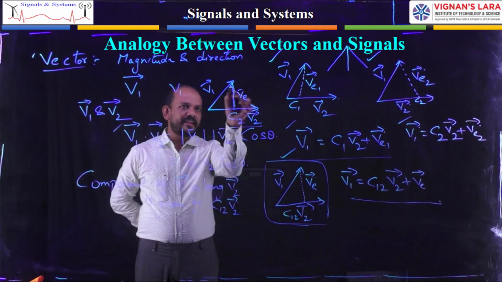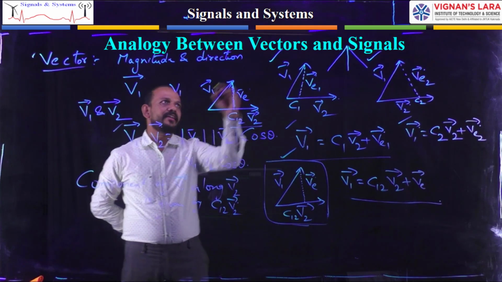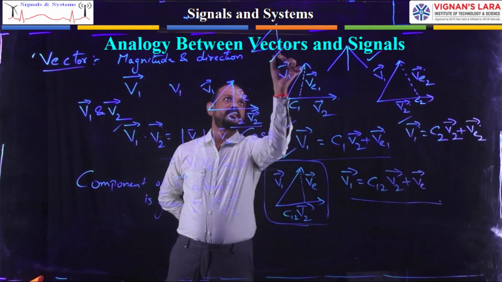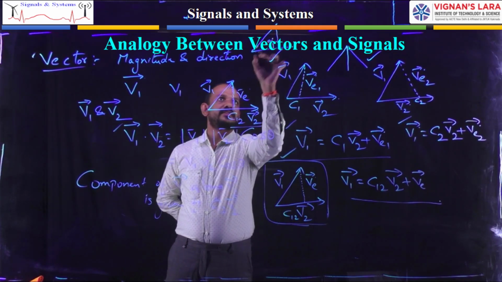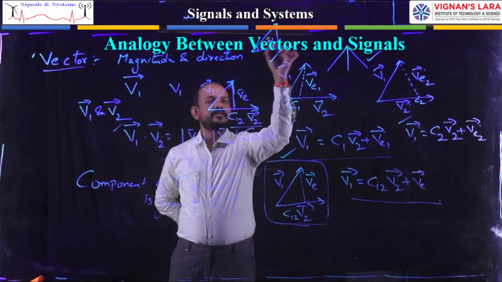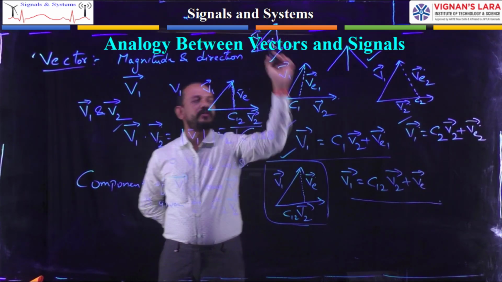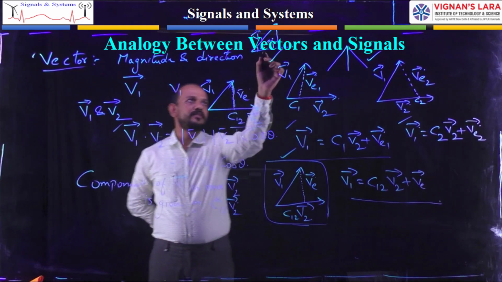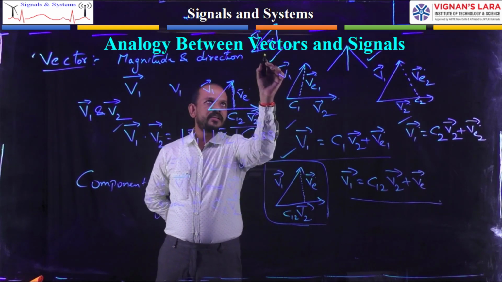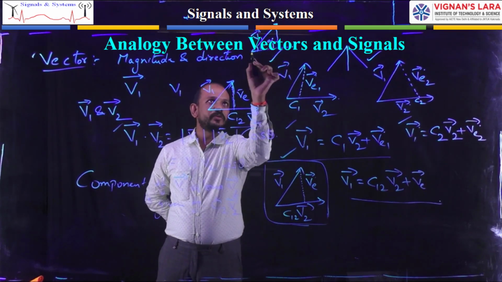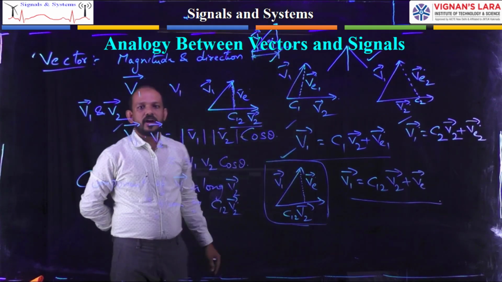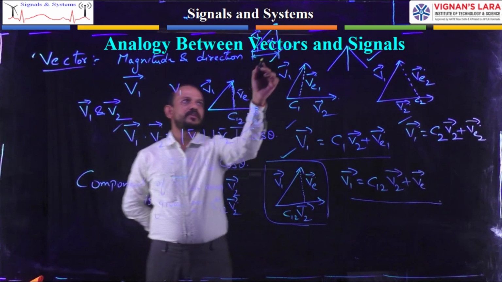Everyone knows this is a right angle triangle, am I right? Let us take this as a right angle triangle. Here the angle is 90 degrees and here the angle is theta. This side is V1 bar, and the angle is theta. Now I need the component of V1 along V2, that means I need this one. How can we get that?